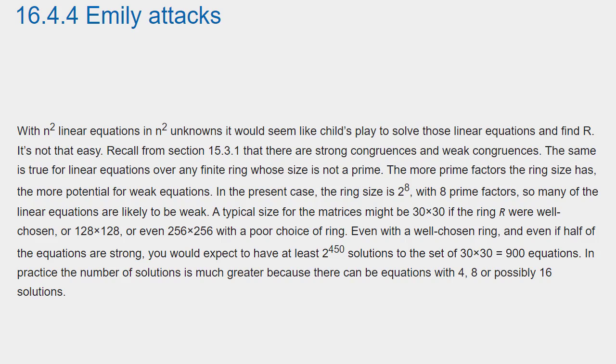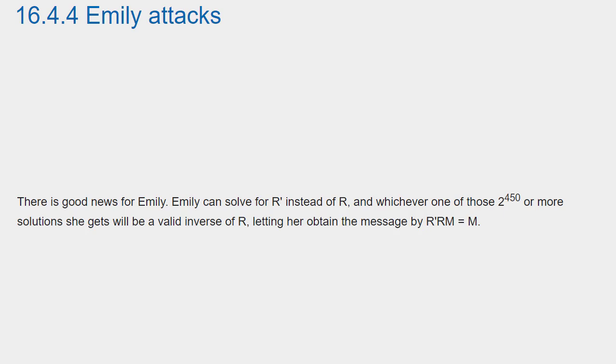A typical size for the matrices might be 30 by 30 if the ring R were well chosen, or 128 by 128, or even 256 by 256 with a poor choice of ring. Even with a well-chosen ring, and even if half of the equations are strong, you would expect to have at least 2 to the power 450 solutions to the set of 30 times 30 equals 900 equations. In practice, the number of solutions is much greater because there can be equations with 4, 8, or possibly 16 solutions. There is good news for Emily.